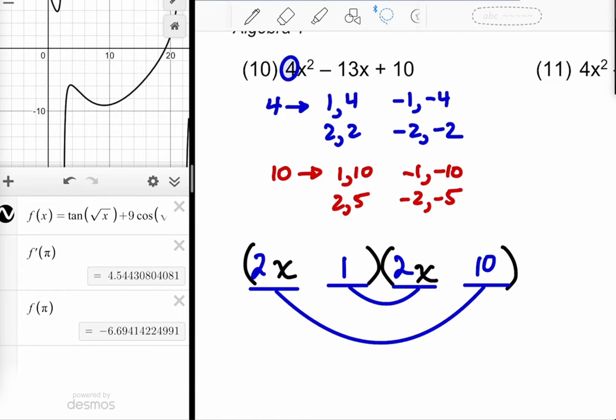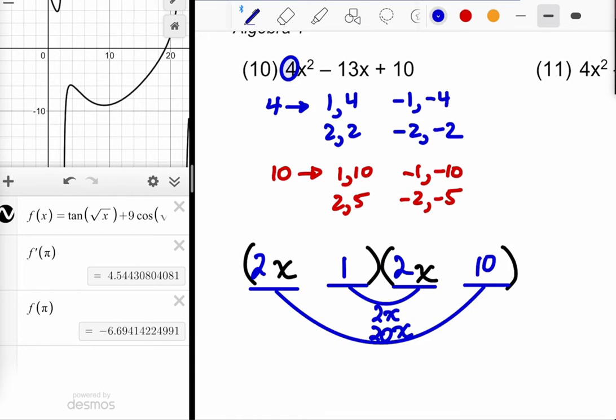The inner product's going to get me to a 2. There's another reason why it's a poor choice. I'll get to that in a second. But if you look at these two possible products, you would be looking to see if there's any way that you could add or subtract them in such a way that you would get a negative 13.